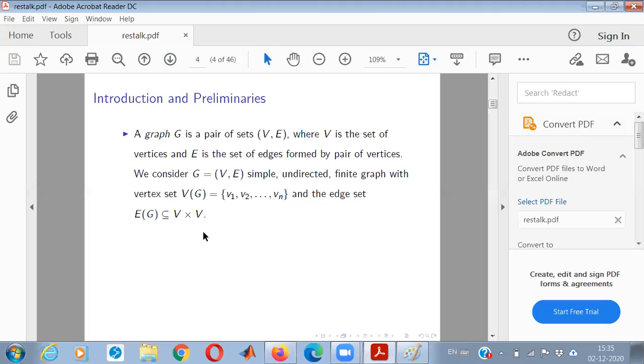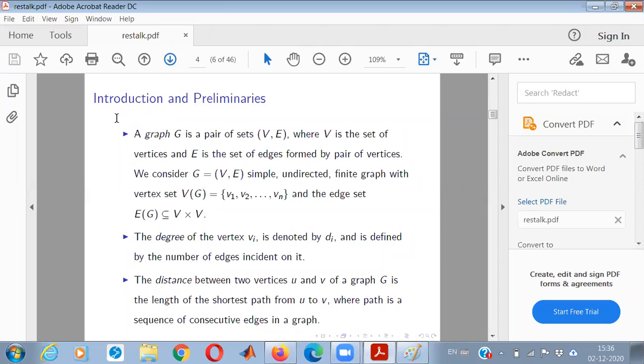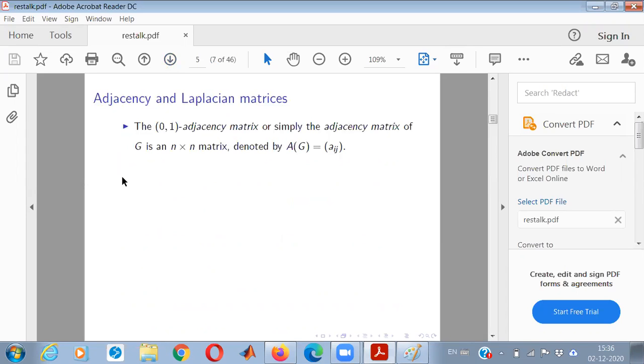So this is just a basic graph, consisting of vertices and edges. These are familiar definitions. The degree of a vertex is the number of edges incident on that vertex. And the distance, for the time being, is the shortest path distance. So I'll consider connected graphs. You take the shortest path in terms of length, the number of edges from U to V, and that is called the distance between U and V. The 0, 1 adjacency matrix I denote by capital A. It is n by n.